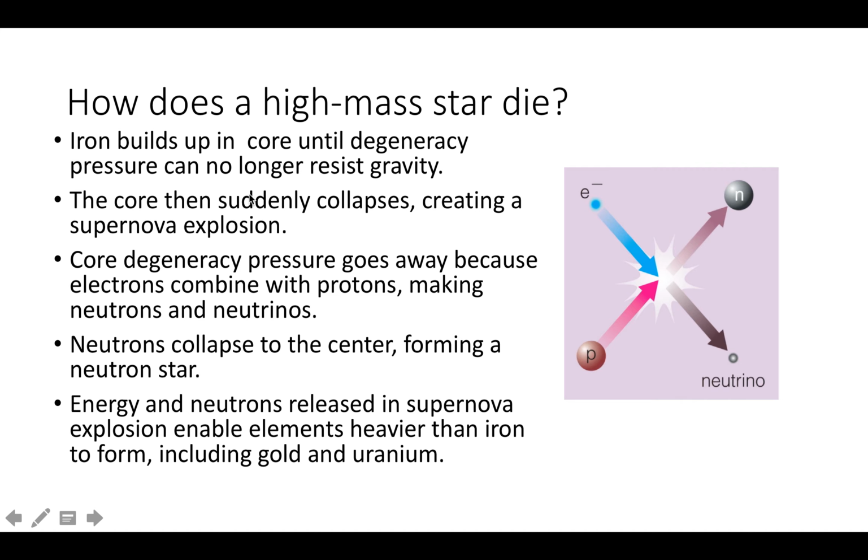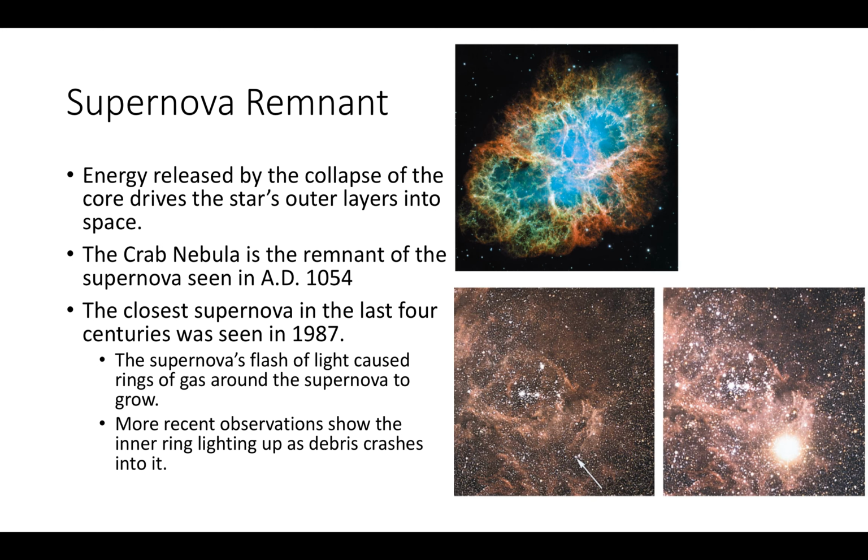Iron's going to build up in the core. It can no longer resist gravity. The core is going to collapse, and that's where you get your supernova explosion. Neutrons collapse to the center, forming a neutron star, which is very, very dense. And then as the supernova occurs, elements heavier than iron tend to form. We get gold and uranium, and it shoots out, and that stuff can be condensed and form a new star. So we are basically made up of star stuff.